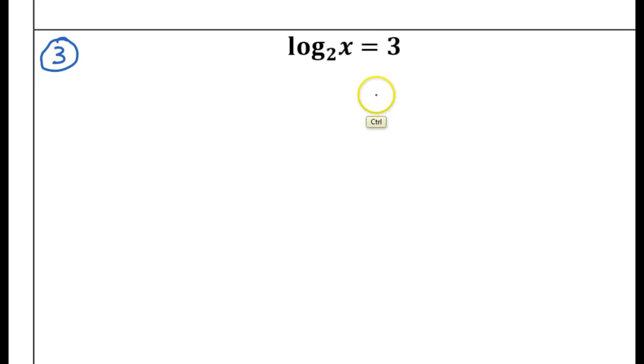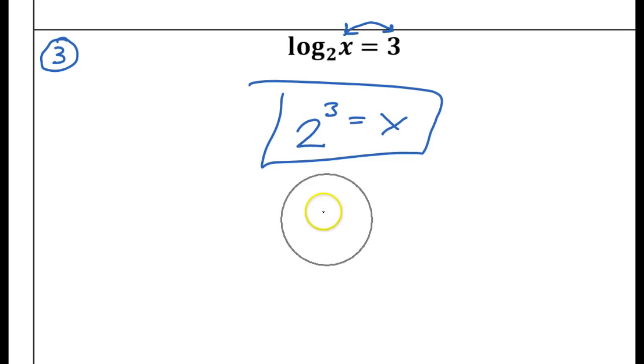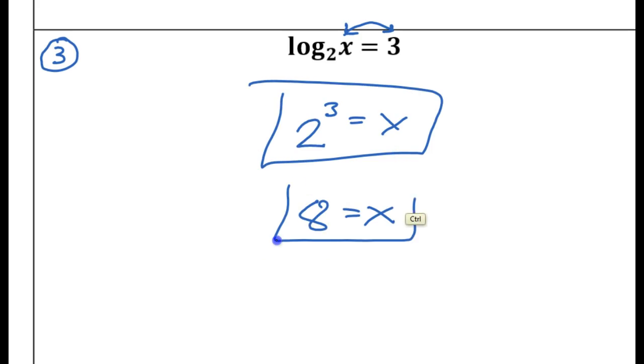Okay, for number 3, the key is going to be... any guesses what I'm going to have to do to get that x out of there? 2 to the 3rd equals x. Ansley said, let's rewrite this in that other form, the exponential form. So let's start with the base. The base is 2, so I just bring that down. The x and the 3 are going to change sides when we go to exponential form. The 3 becomes the exponent, and the x is over there by itself. So this is the answer, or of course we could just write 8. x is equal to 8.